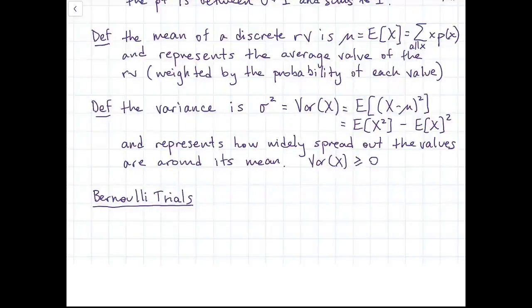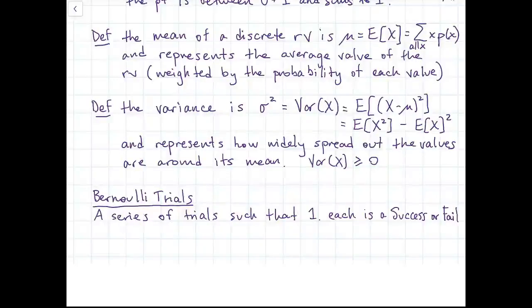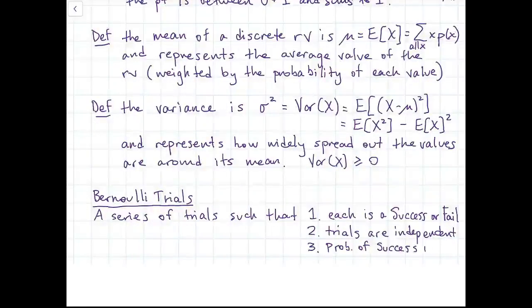Next, I want to talk a little bit about Bernoulli trials, which is a process that leads us to lots of different useful discrete random variables. If you remember from Stat 230, Bernoulli trials are a series of trials with 3 properties. The first is that on each trial, we can define the outcome as a success or a failure. Secondly, the trials have to be independent. And thirdly, the probability of success must remain constant over all of those trials. See if you can think of some examples of Bernoulli trials. Pause now and see if you can think of a few.